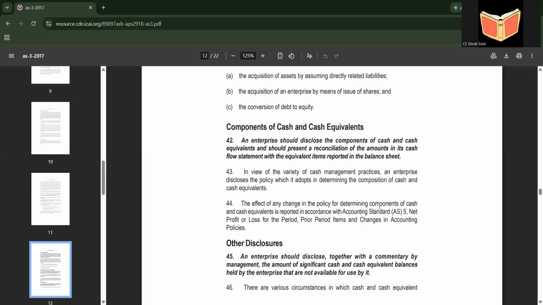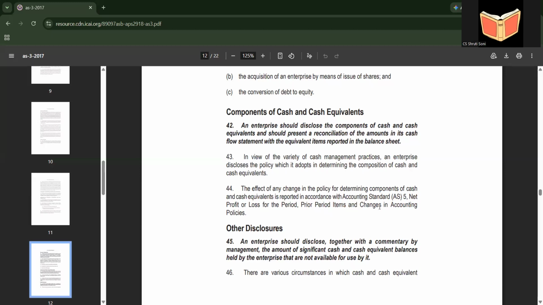And you have to disclose the policy which you have adopted in determining the composition of cash and cash equivalents. And any change in the policy for determining components of cash and cash equivalents, the effect of that has to be reported in accordance with AS 5, Net Profit or Loss for the Period, Prior Period Items and Changes in Accounting Policy. This is an important aspect.